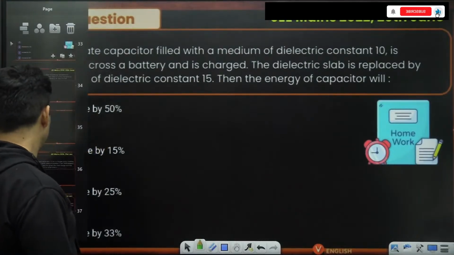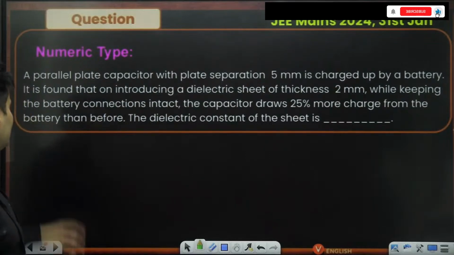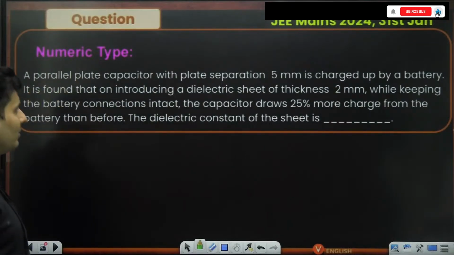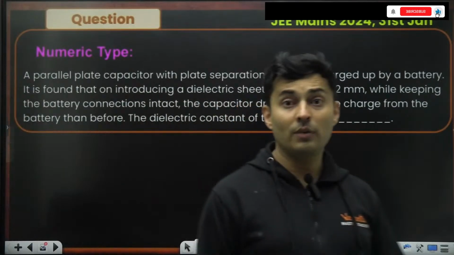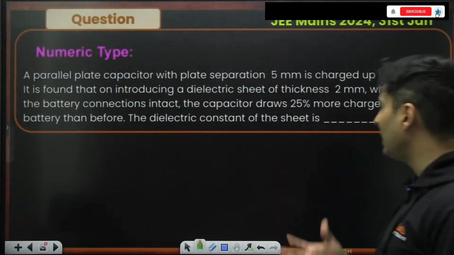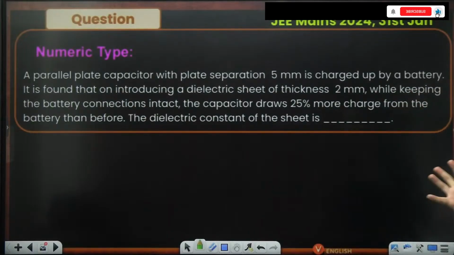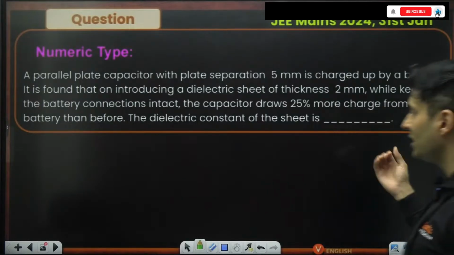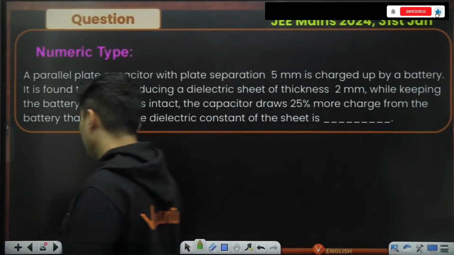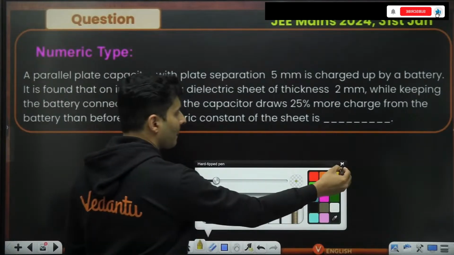All right, let's do a numeric type of question which was asked in the 2024 31st Jan shift. A parallel plate capacitor with a separation of 5 millimeters is charged by a battery. It is found that on introducing a dielectric sheet of some thickness, keeping the battery connection intact, the capacitor takes 25% more charge from the battery than before. The dielectric constant of the sheet is how much? Read it again and again so that you get an idea what exactly is happening.